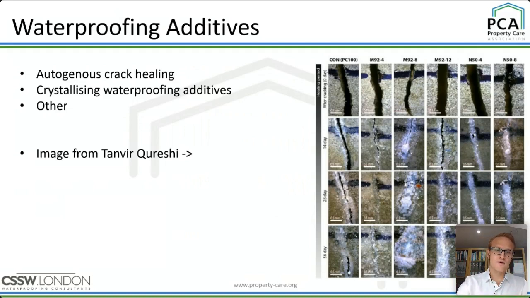And this here is a nice graphic from a guy called Tanvir, who's now in Canada. You've got some cracks of 0.5 millimeters very clearly being filled up with these white crystals, which are magnesium oxide, which is not a commercially viable waterproofing additive, but helpful to see.